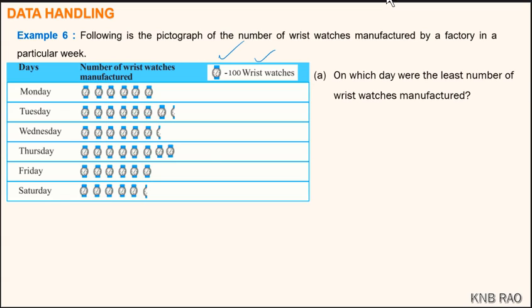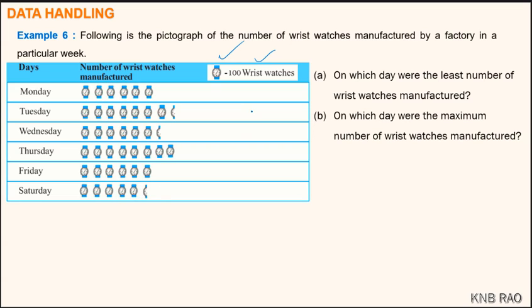Now on which day were the least number of wristwatches manufactured? Can you answer by watching this? Yes, Saturday, because here I am not counting at all, I am just comparing. Saturday is the day where fewer watches are produced. This is 5 full figures and half a picture. So I can say 50 plus 500, maybe 550 are produced on Saturday.